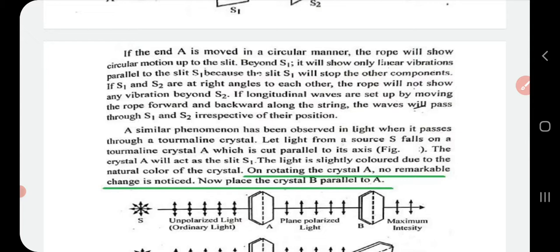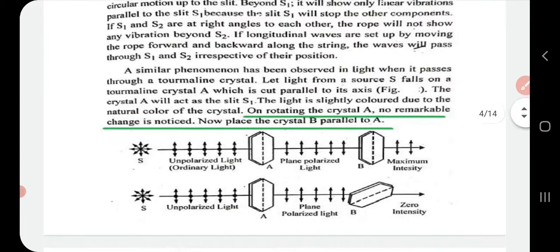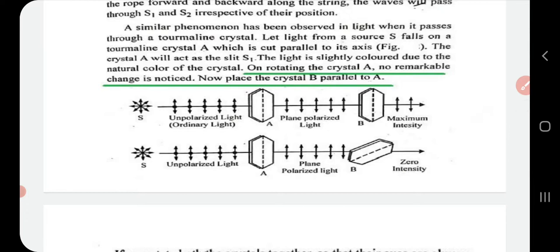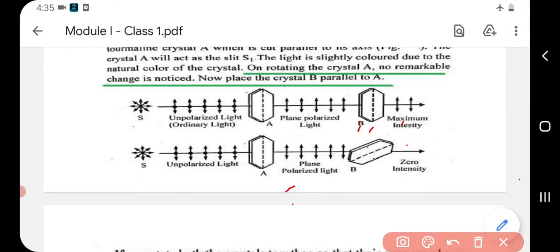Now similar is the situation with light waves also. See the figure. Here you can see a source S. That source actually produces ordinary light, that is unpolarized light. That is, particles vibrate in all directions. Unpolarized light means particles vibrate in all directions.